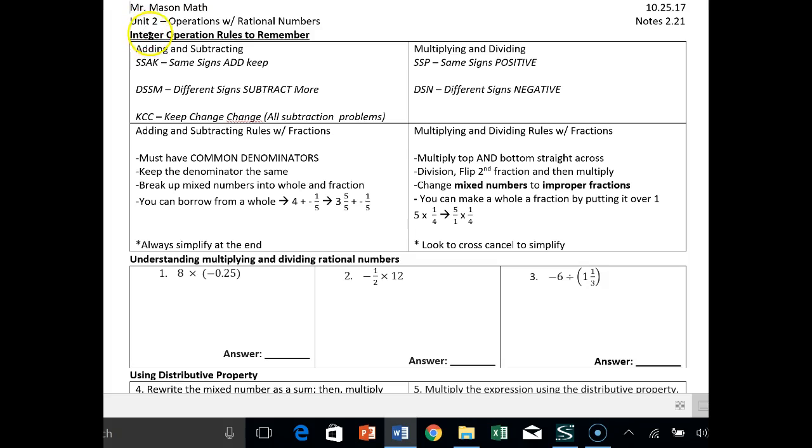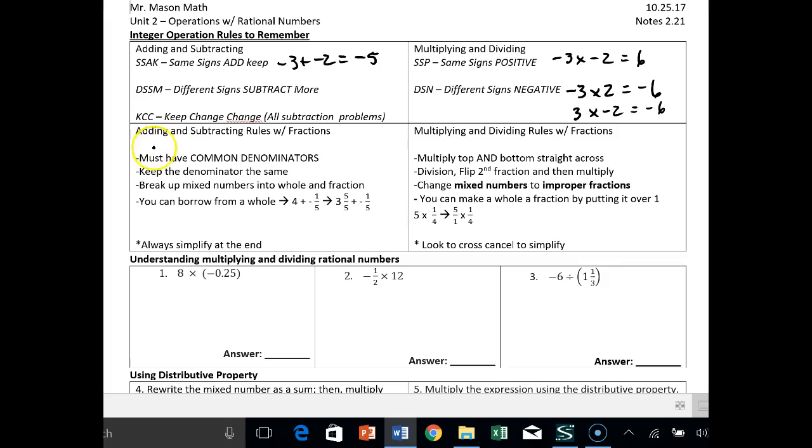So here we have all of our integer operation rules. Remember, they're different for adding and subtracting, as well as multiplying and dividing. These we figured out yesterday. If you have same signs, you have positives, such as -3 times -2 is a positive 6. Whereas here, -3 plus -2 is a -5. If you have different signs, your answer is negative. -3 times positive 2 is -6, or 3 times -2 is -6. Only one of them has to be negative for your answer to be negative.